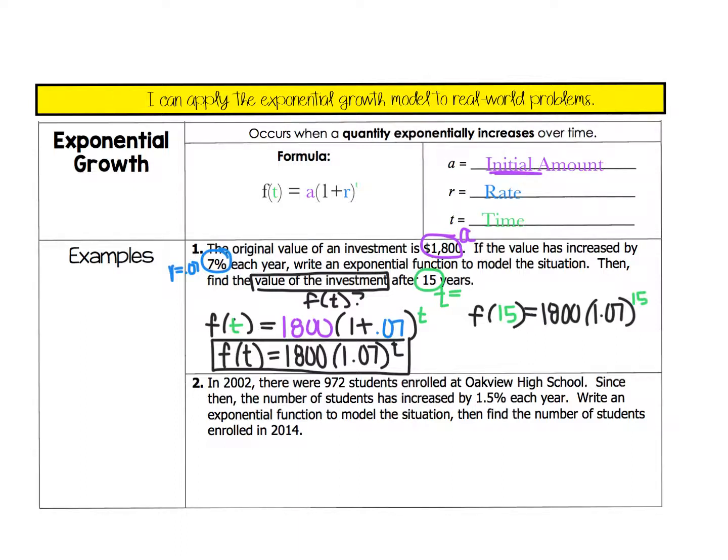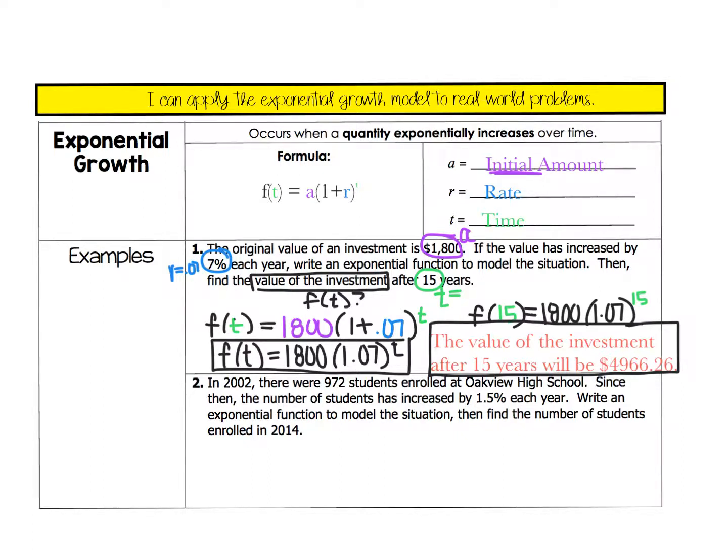But that answer has context. So if it has context in my problem, it has to have context in my answer. So I'm going to write a quick sentence. So I'm going to say that the value of the investment after 15 years will be $4,966.26.